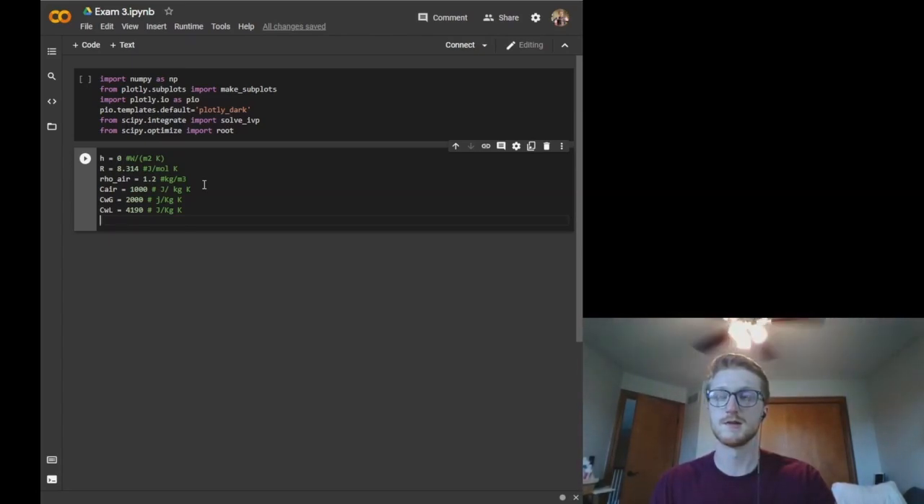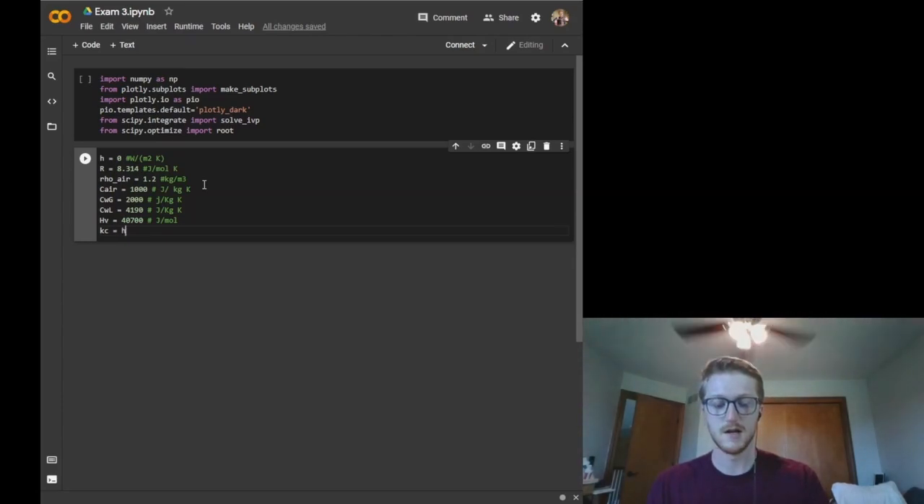And then we have the enthalpy of vaporization of the water. So the heat of vaporization, we'll call it HV, is equal to 40,700, and that will be in joules per mole. And then from these values, we can use the Lewis relation to calculate the mass transfer coefficient. So that's Kc, and the mass transfer coefficient over the heat transfer coefficient is going to be equal to the volumetric heat capacity. So if we write that out, we'd have the heat transfer coefficient divided by our density of air multiplied by our heat capacity of air. So that's your volumetric heat capacity.